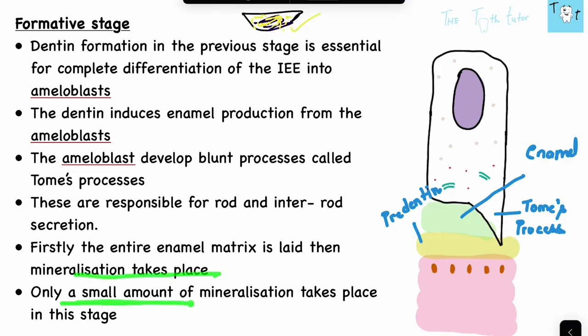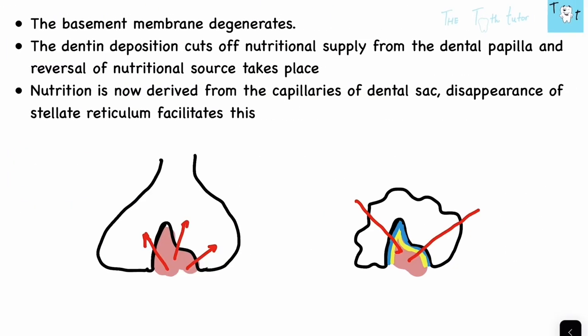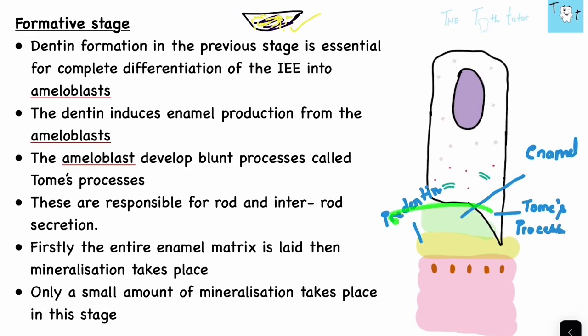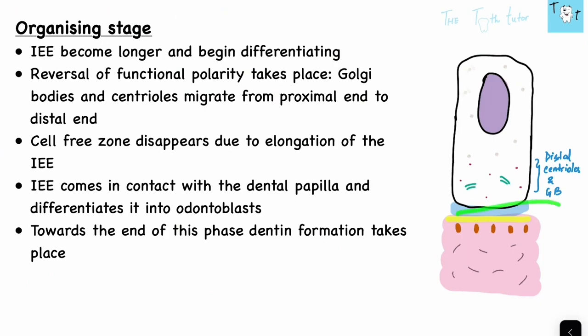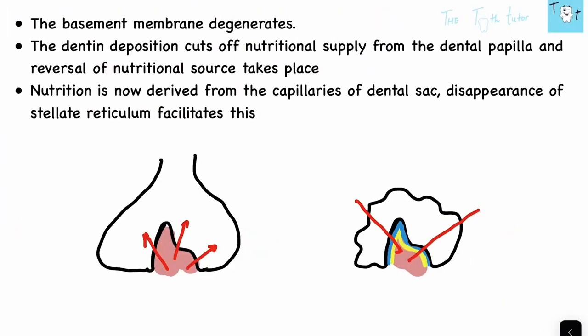Now only a small amount of mineralization takes place in this stage. So in this stage only 30% of the mineralization will take place. The rest 70% will take place in the next stage, which is the maturative stage. What else happens in this stage is that the basement membrane will degenerate. So there is no basement membrane present. It was present up to the organizing stage, right?